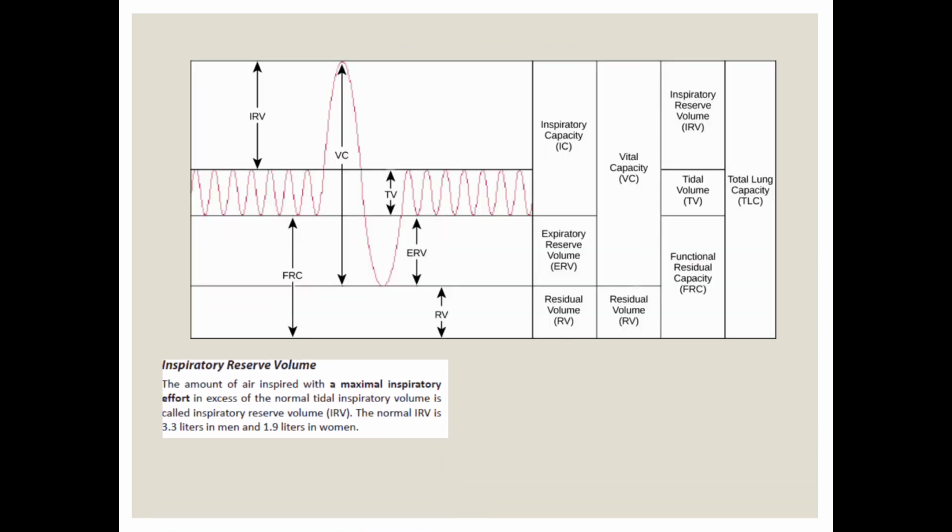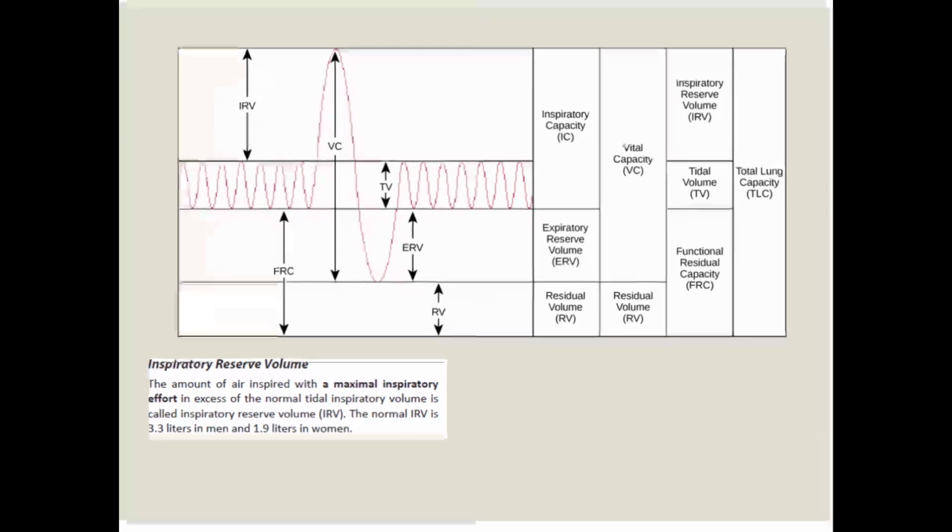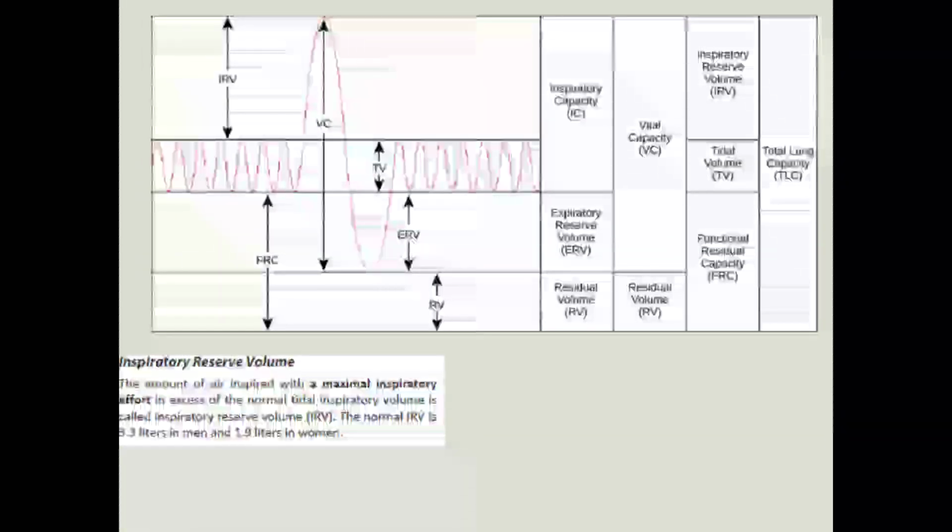Regarding definition, we can say that inspiratory reserve volume is the amount of air inspired with a maximal inspiratory effort in excess of normal tidal volume. So 'in excess of normal tidal volume' is an important term, and the normal inspiratory reserve volume is 3.3 liter in case of men and 1.9 liter in case of women.